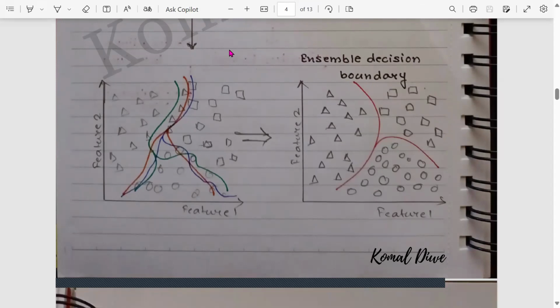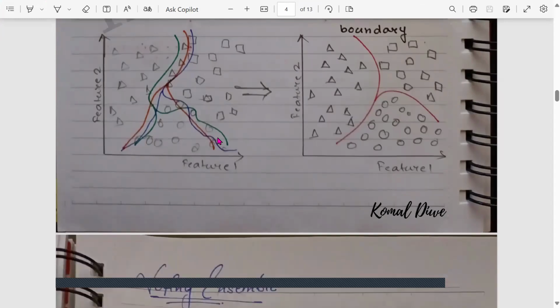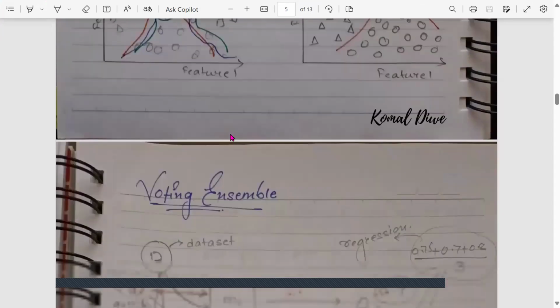Are you getting this? Is my voice audible? This is the ensemble decision boundary. You have to remember this. Let's move to the next page.